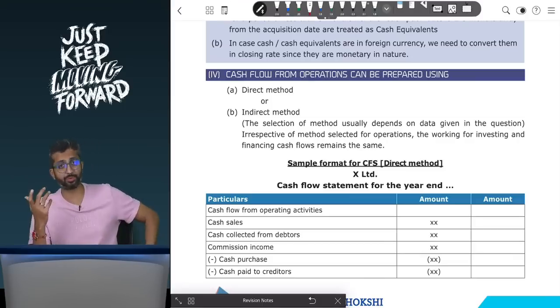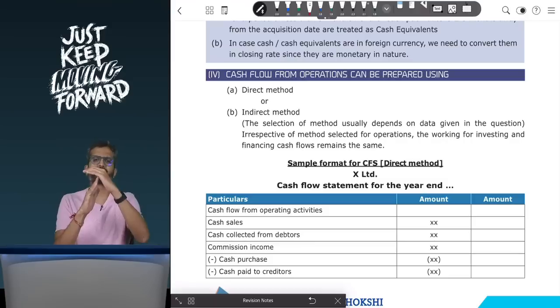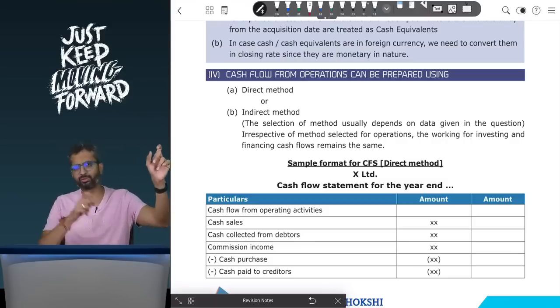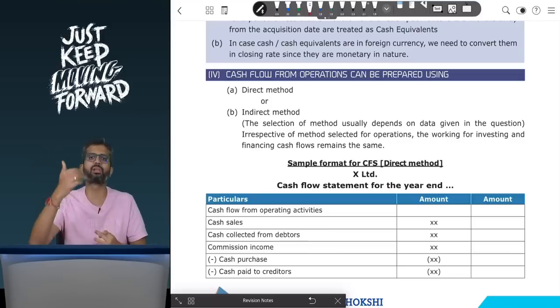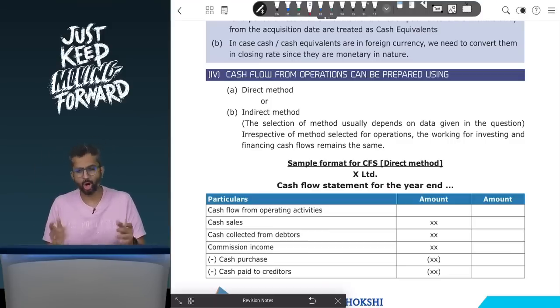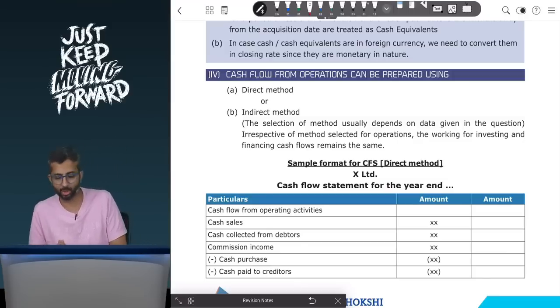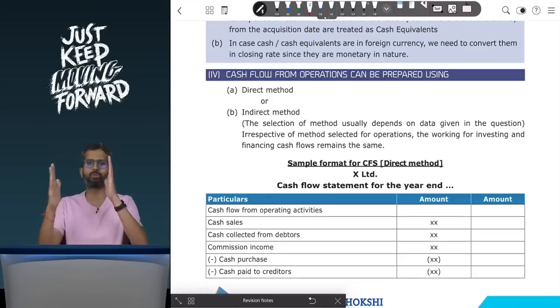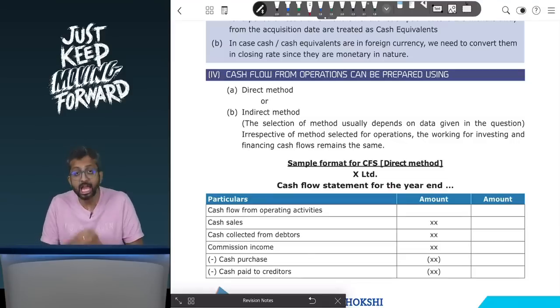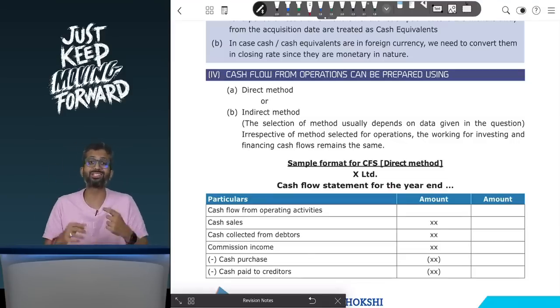These cash flows you can find by, let's say, preparing a sample debtor account: opening debtors from the balance sheet, closing debtors from the balance sheet, credit sales can be taken, and the balancing figure is cash collection from the debtors. Alternatively, you can even show these workings in brackets. But for using the direct method, you either need the bank account or you need the balance sheet as well as the profit and loss. However, if in the question the data regarding the profit and loss statement is not given, or the bank account is not available, and only two balance sheets, opening and closing, are given, another method which can be followed is the indirect method.